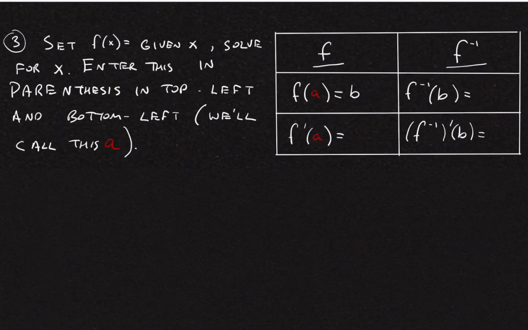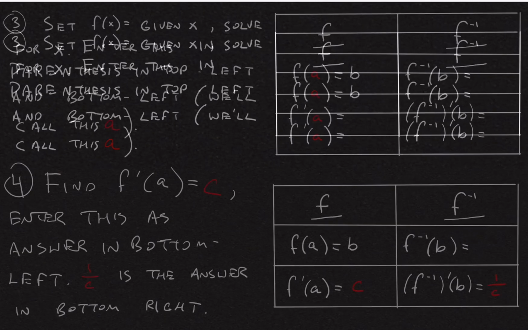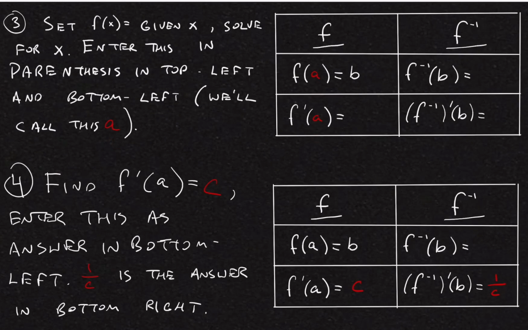Step 3, set f of x equal to your given value b, and then solve for x. Your answer to this goes inside of the parentheses in the top left and on the bottom left. Step number 4, calculate the derivative of f at your point a, and let's call that answer c. c can go in as the answer in the bottom left cell and its reciprocal in the bottom right cell. This value of 1 over c is the answer that you're looking for.